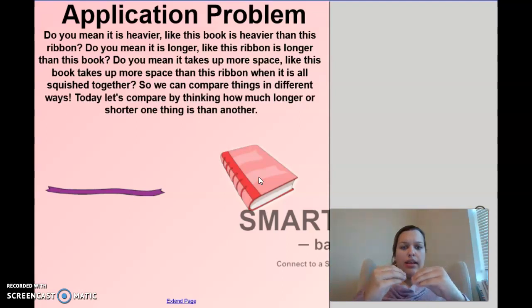Now, can I change the length of something just by squishing it? Like, for example, say this ribbon is longer than the book. Can I just squish it up and say, nope, it's shorter? No, it would actually have to be changed by like cutting it to be shorter. You can't just squish something up or anything like that to change its size.